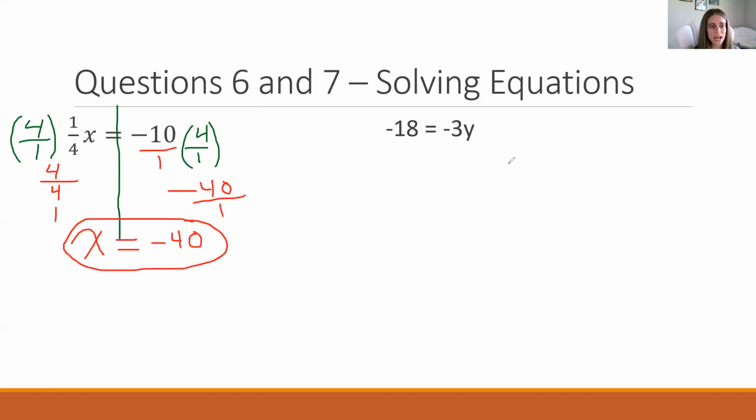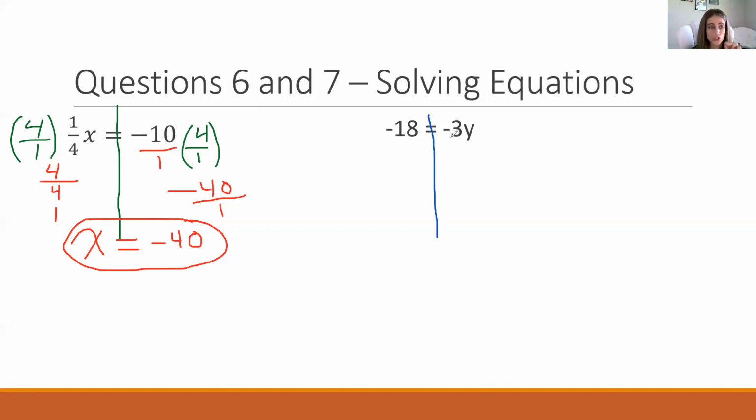All right, last but not least, -18 equals -3y. Draw that line down the center. This time our variable's on the other side. That's okay. It just means that is where our focus is. Because if we're trying to get the variable by itself, whatever number or numbers are with the variable are what you have to move to the other side. You have to get it away.